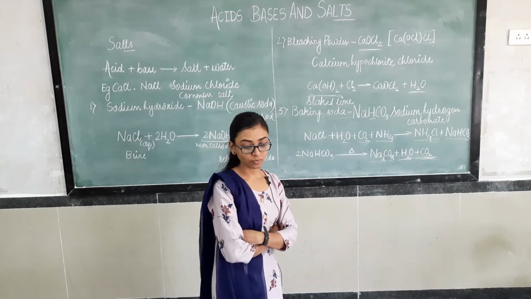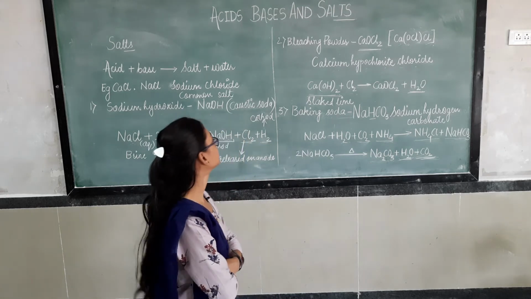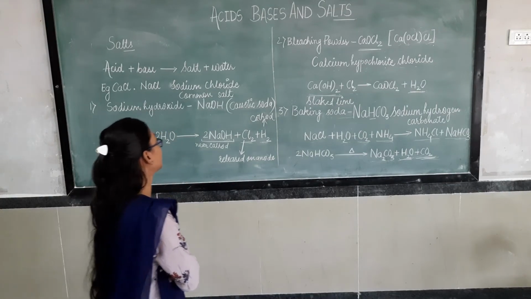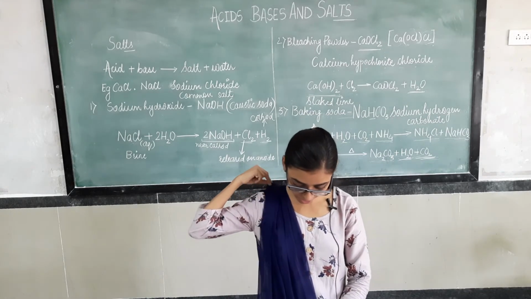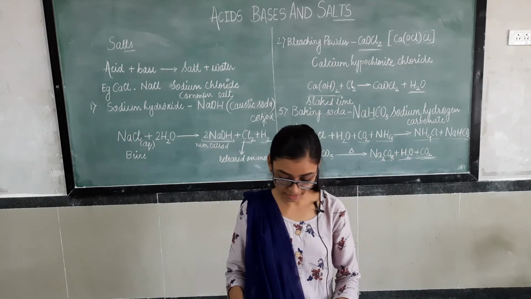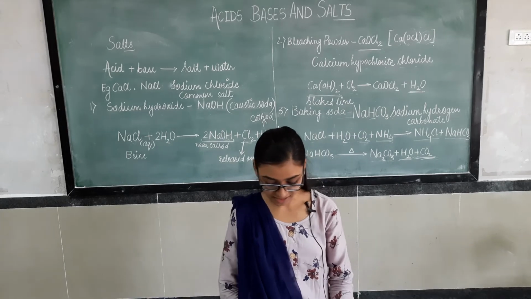Okay. So these are the 3 salts which we have seen yet. Now 2 more are remaining that we are going to see now. That is washing soda and plaster of Paris.